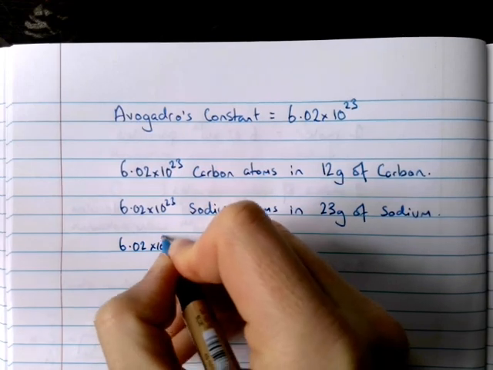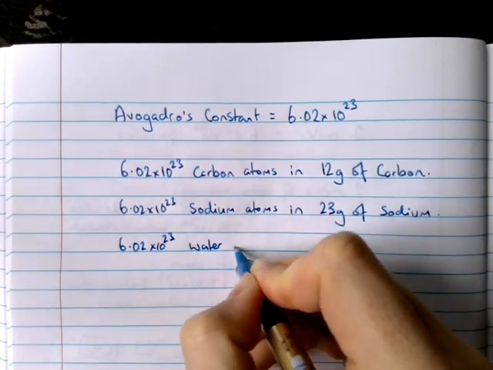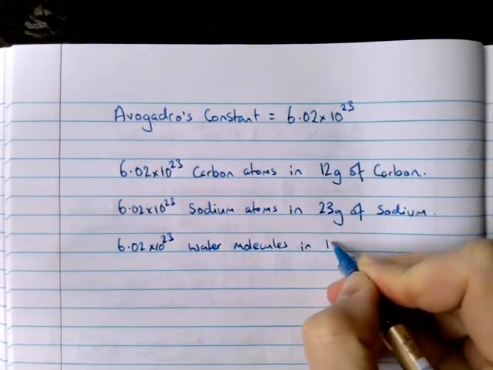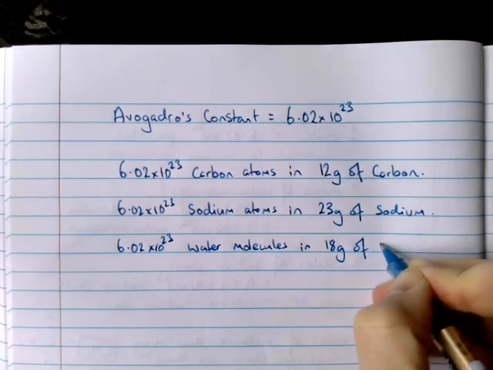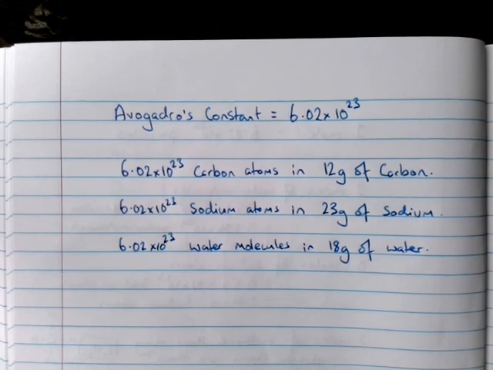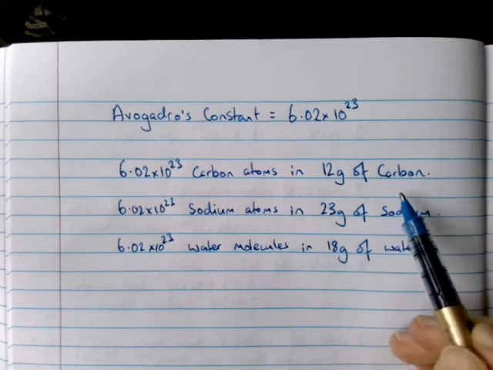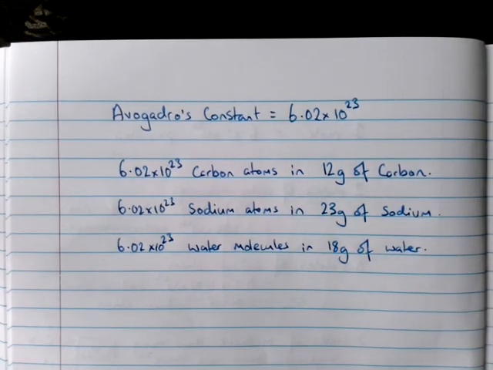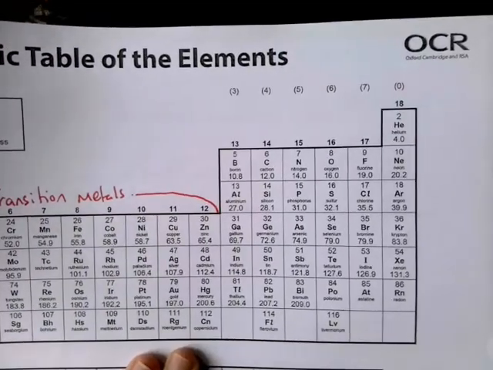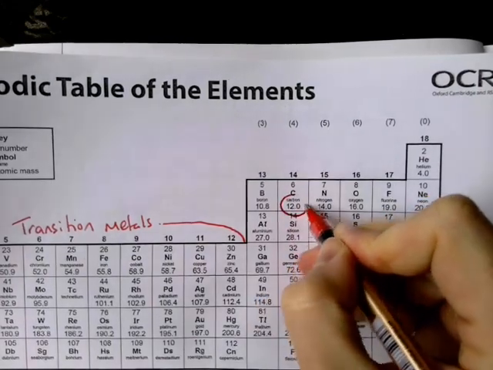6.02 times 10 to the 23 is the number of water molecules in 18 grams of water. Okay? And you should see that there is special significance about these numbers given what it is that I'm measuring. And it's that, if you look on the periodic table, you can see that the relative atomic mass of carbon is 12.